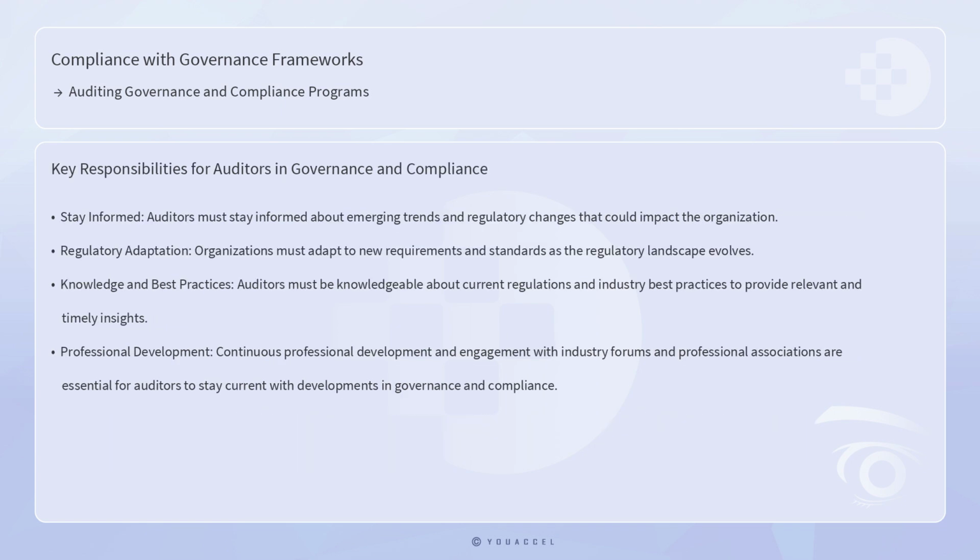In addition to evaluating existing governance and compliance programs, auditors must stay informed about emerging trends and regulatory changes that could impact the organization. The regulatory landscape is constantly evolving, and organizations must adapt to new requirements and standards. Auditors must be knowledgeable about current regulations and industry best practices to provide relevant and timely insights. Continuous professional development and engagement with industry forums and professional associations are essential for auditors to stay current with developments in governance and compliance.